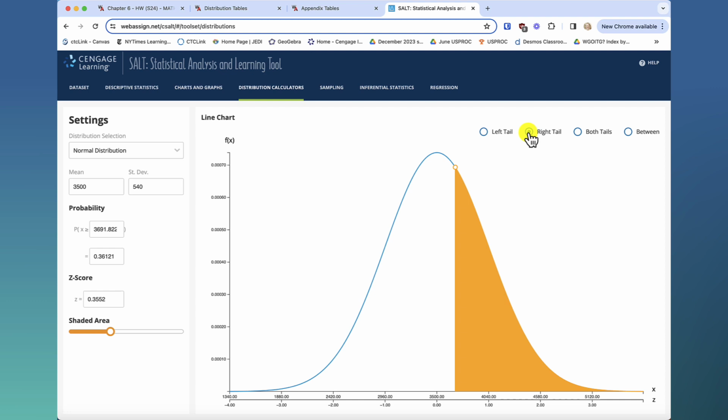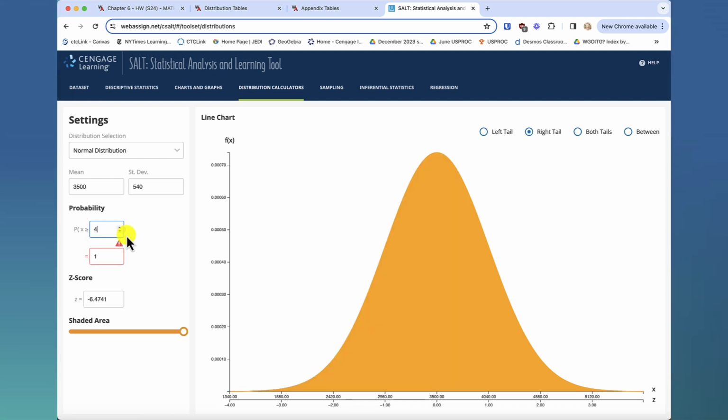So I need a right tail graph, and I need the cutoff to be 4,000 because that's considered large according to that definition. Now, we're not going to quibble about the definition of large. We're just going to go with what they say. So the probability, P(X > ...), and we need to change this number to 4,000. You can use the little up arrows, or you can just change that number to be 4,000.